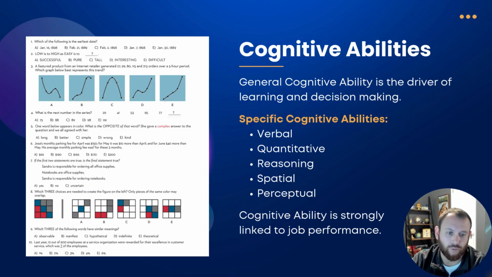So the first one is verbal, right? What is someone's verbal ability? What is someone's quantitative ability? So that's looking at mathematics and so on. And then we look at reasoning, right? How well can someone reason what's happening or understand that? We also look at spatial ability and then perceptual ability.